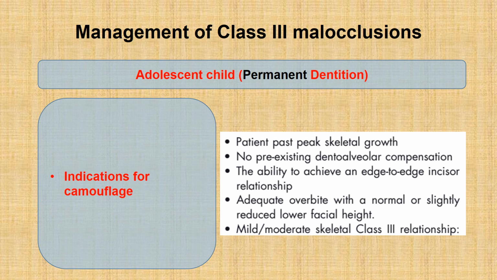Now, what are the indications for camouflage or corrective treatment? One is the patient should be past the peak skeletal growth, that means past the pubertal growth spurt. There should be no pre-existing dentoalveolar compensation. Patient preferably should be able to achieve an edge-to-edge incisor relationship, and there should be an adequate overbite with a normal or slightly reduced lower facial height, and the skeletal relationship should be mild or moderate.